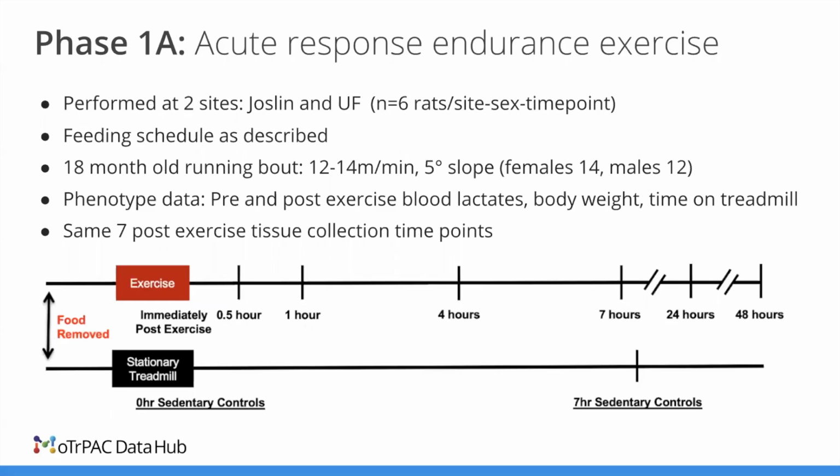So I'm not going to spend much time on this because this is virtually the same cartoon diagram, but the acute responses were performed at both Joslin and University of Florida. And at each of the sites, we had 6 rats per site per sex per time point. Everything else was exactly the same. There's a little bit of phenotype data. So we have pre and post exercise blood lactates. We have body weights. There are some body composition data, although that really is just characterizing the animal, but also things like time on treadmill is also included in this.